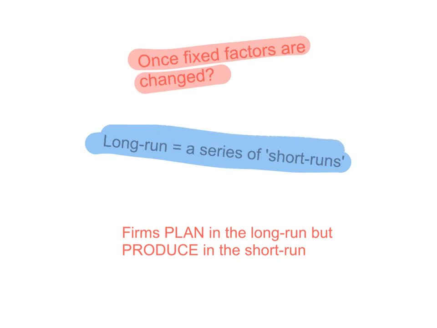And this is why I said earlier, firms plan in the long run. All of their planning is always in the long run, but they produce. The actual act of producing always happens in the short run, because in the short run, you will always have at least one factor of production that is fixed.